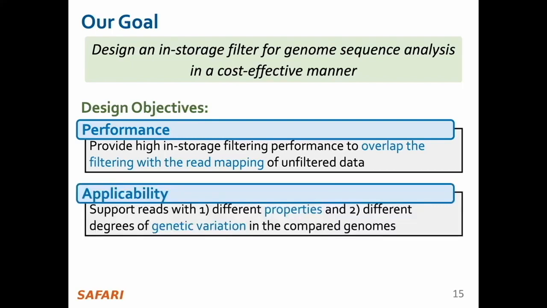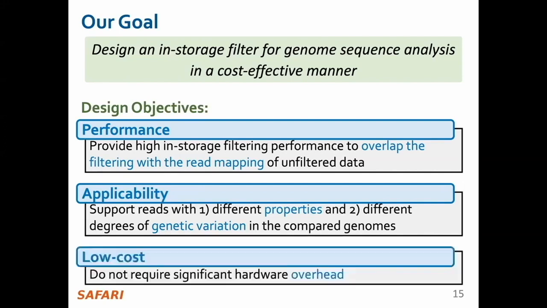The second objective is to have high applicability across many different genomic read sets with different properties, such as their length and error rates, and different degrees of genetic variation compared to the reference genome that they are being aligned to. And in the end, our third design objective is not to require high hardware overhead.